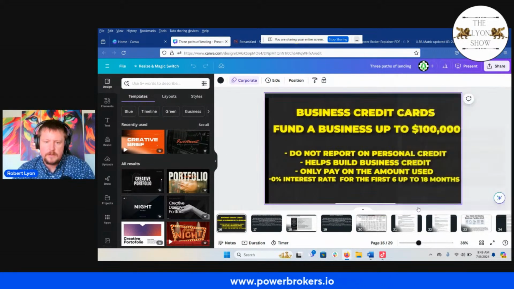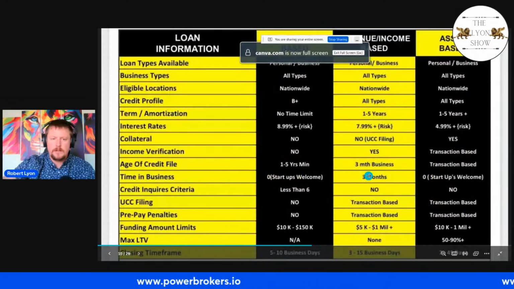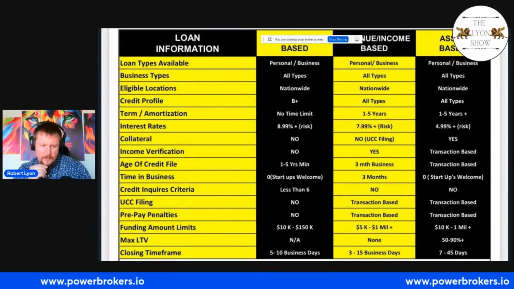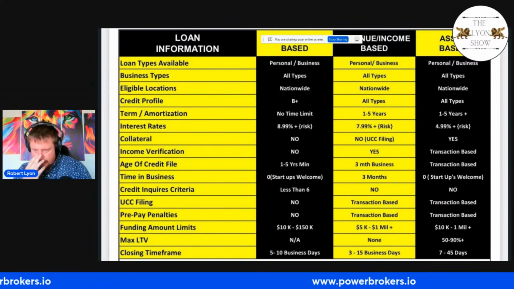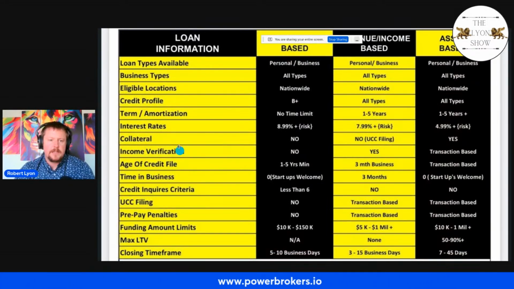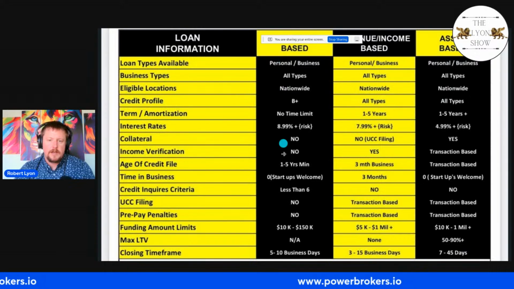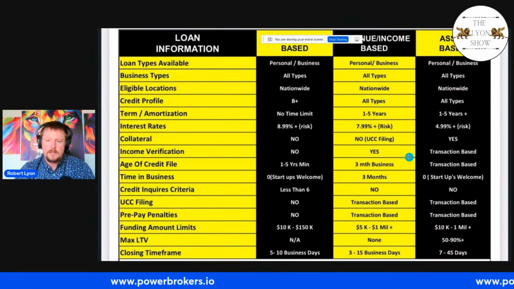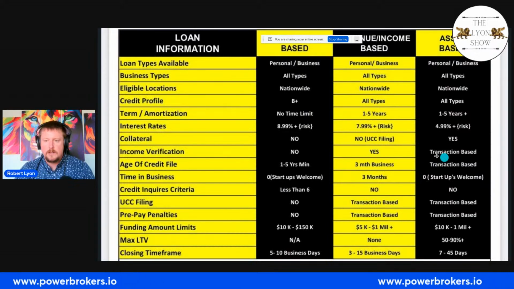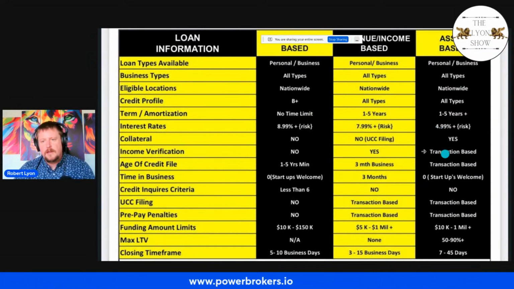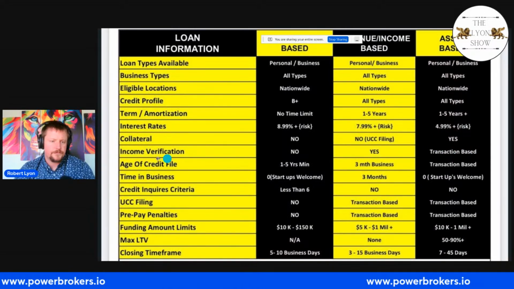Okay, cool. So, I mean, this is just kind of good information for you to understand what you're looking at when you're really looking at different kinds of lending opportunities, right? And what happens. Collateral for credit-based, you don't need any collateral. For asset-based, obviously you need collateral. Income verification for credit, you don't necessarily need income verification. Whereas if you're doing revenue-based, of course, you need to have income verification. Asset-based, they can lend strictly against the asset, but it just depends on transaction-based or what it is.